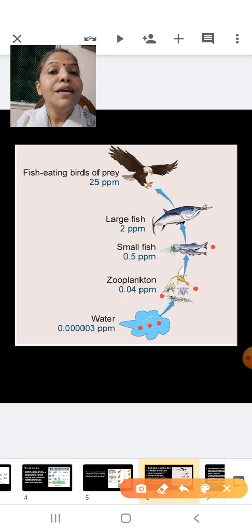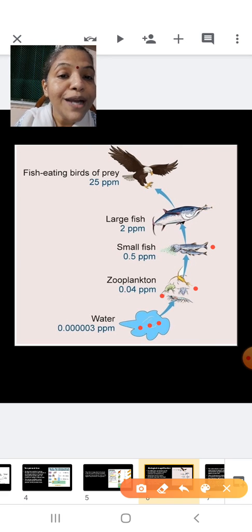Now you will ask why it has increased. Let me tell you, a small fish is not going to feed on one zooplankton. It is going to feed on around 100 or 200 zooplanktons, and all those 200 zooplanktons have the toxic materials. So it gets the toxic materials from all 200 zooplanktons, and the amount of toxic substance in the body of the small fish increases.